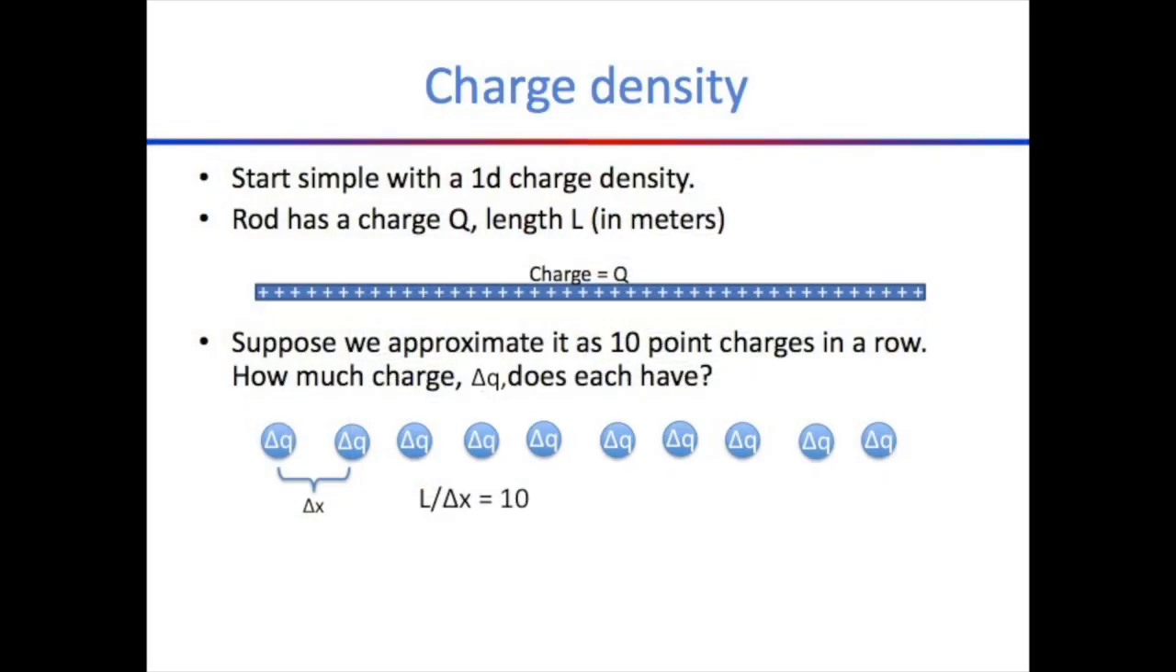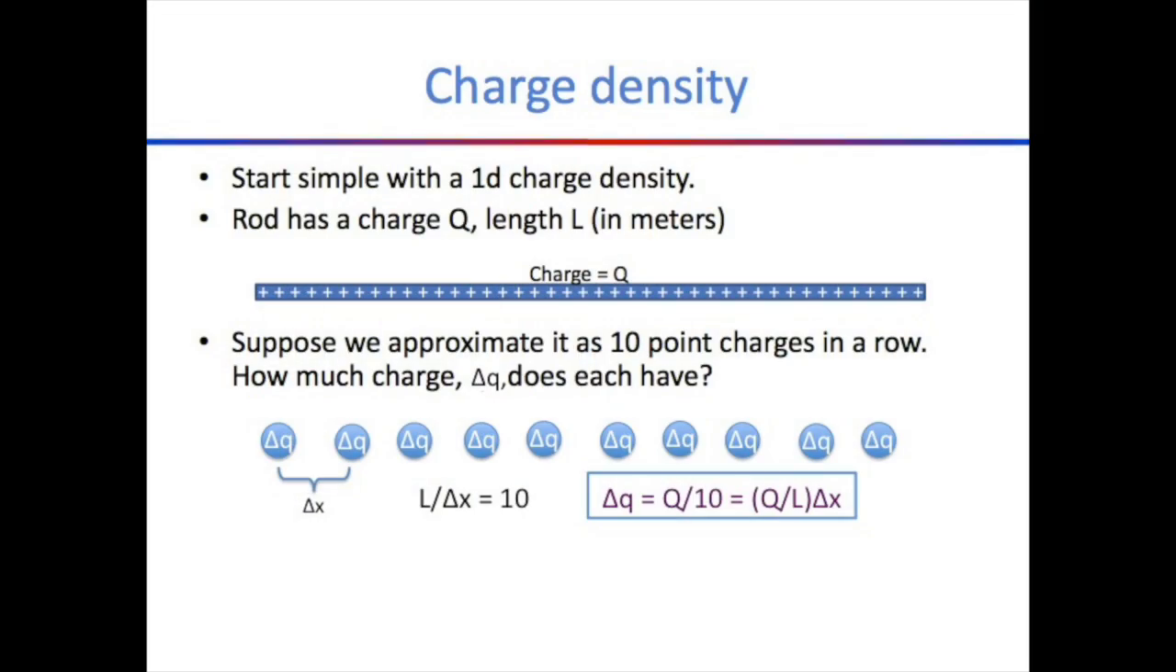Let me break up this rod into 10 equal pieces. So I'll have 10 equal chunks of rod, and the 10 equal chunks of rod will each have an equal amount of charge on them, delta Q, right? And the little chunks are of length delta X. Tell me what's the magnitude of delta Q in relation to big Q if I have 10 chunks? How does delta Q compare to big Q? It's 1/10. So delta Q is big Q over 10.